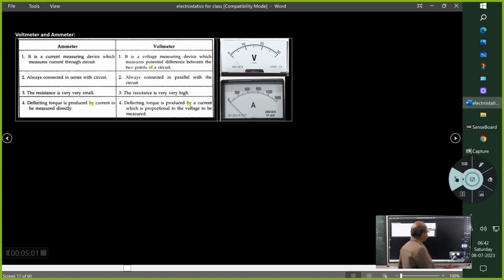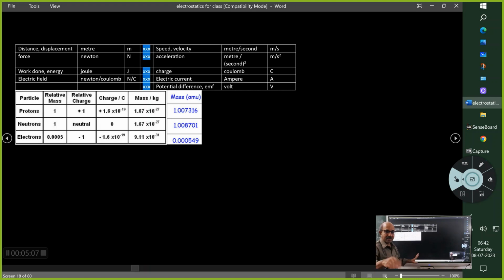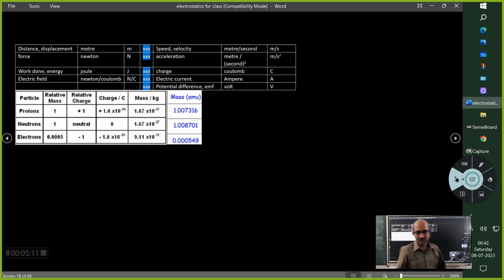So yesterday I touched upon voltmeter and ammeter. No, I will teach you. I told you I will teach you potential, then I will teach you voltmeter. But you should know that these are the units because I have to use these units. I'm just giving you these units and quantities that are going to be used.